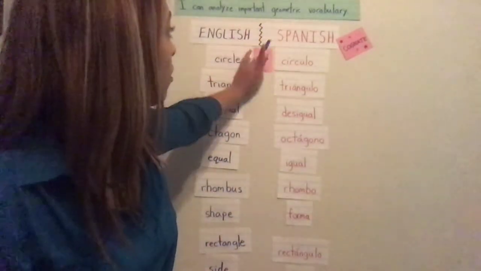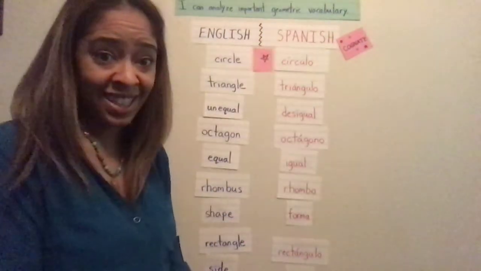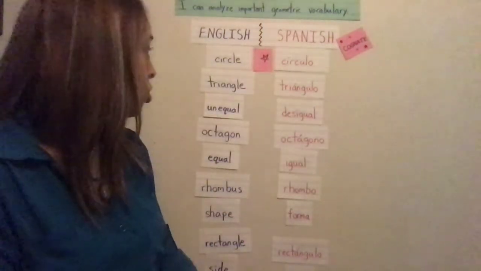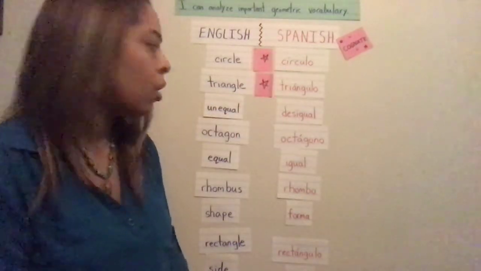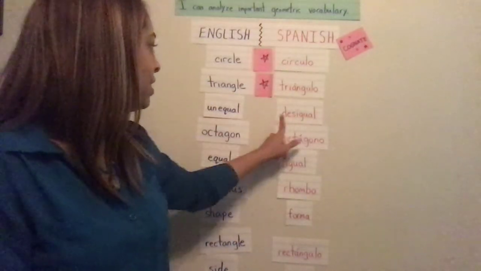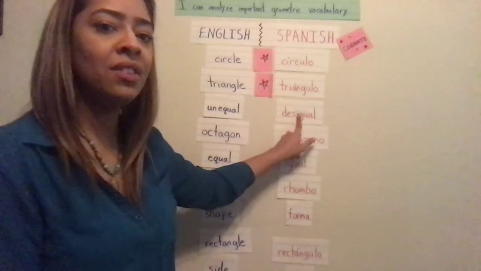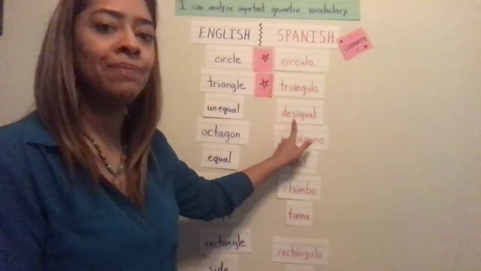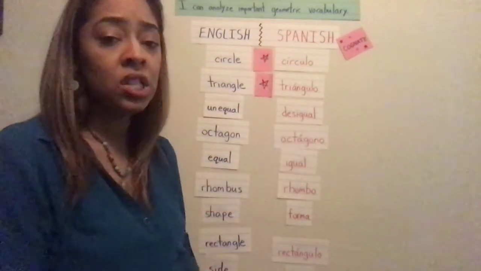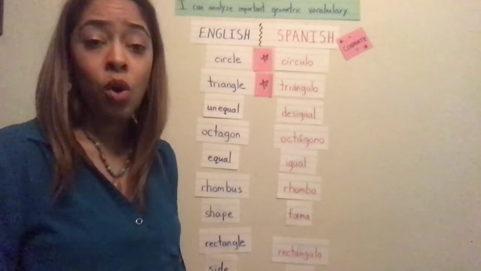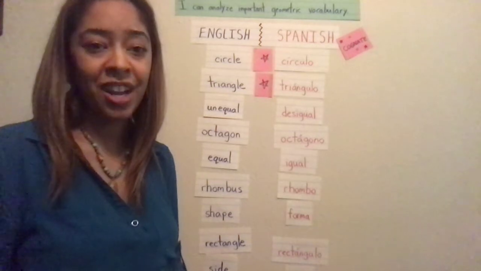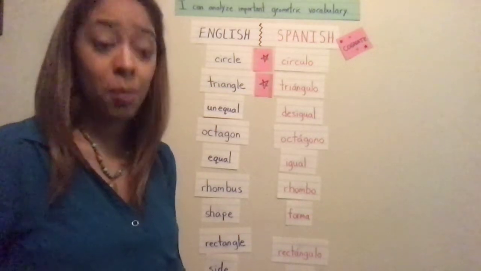Circle, círculo. Good. That's a cognate. Triangle, triángulo. Yes, that's a cognate as well. What about unequal and desigual? Do those sound the same or almost the same? No, they're not. So every word in English and in Spanish is not a cognate. Only those special ones that we share that sound the same or almost the same.